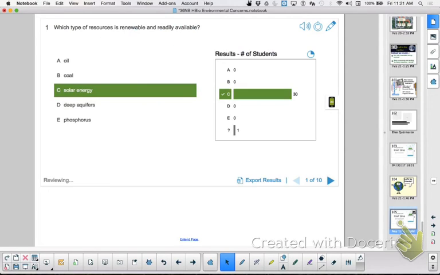Let's go through these one by one. Which type of resource is renewable and readily available? You told me solar. You all got that right, so good job.